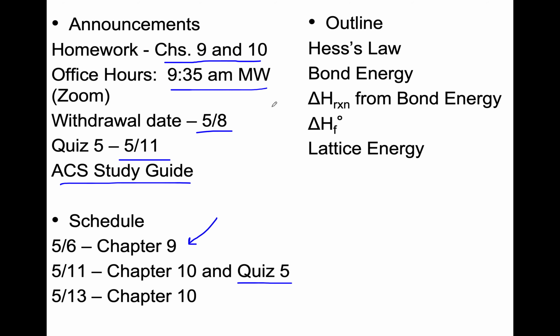I want to start with a constant pressure calorimetry problem, and then we're going to go into some new topics, and you can see it's all about enthalpy. So Hess's law, that's delta H. Bond energy, that's delta H. This is the enthalpy of a reaction from bond energy. This is the enthalpy of formation, and this is the enthalpy of lattice. So all of this is delta H on this part.